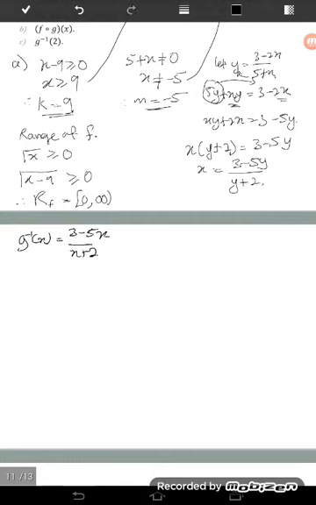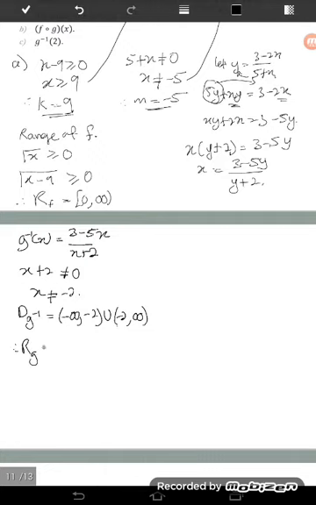Okay, so to find the domain of g inverse, so this one is a rational function. So we take the denominator cannot equal to 0. So x cannot equal to negative 2. So domain of g inverse is equal to negative infinity until negative 2 union by negative 2 until infinity. Therefore range of g is equal to this one.